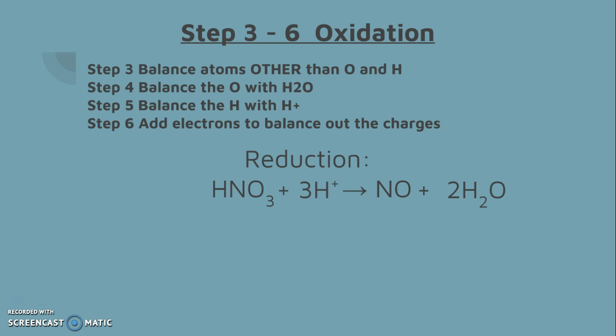Lastly, we add the electrons to balance out the charges. Everything has a charge of 0, except for hydrogen, which has a charge of plus 1. And since we have 3 of it, we times 3, so it has an overall charge of 3. We must add 3 electrons to balance out the positive 3 charge.